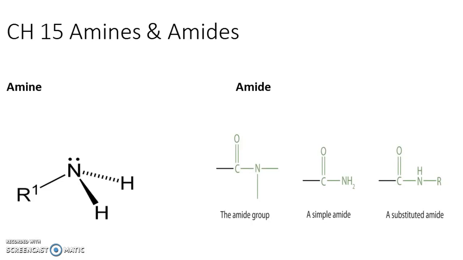For chapter 15, amines and amides, here's the basic structure. So you have your R group here with nitrogen and 2 hydrogens. And then you have 3 different types of amines. You have the amide group, a simple amide, and a substituted amide. And you see the structure just changes slightly to the right.